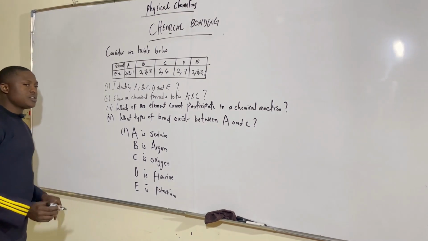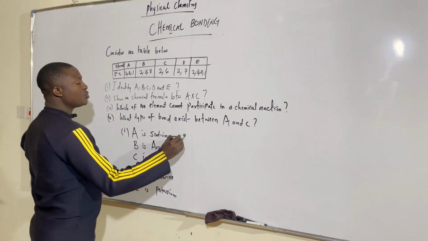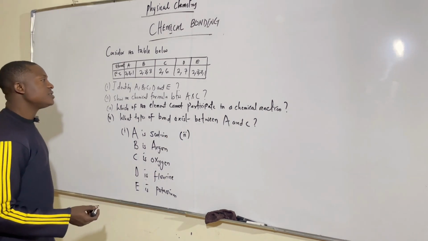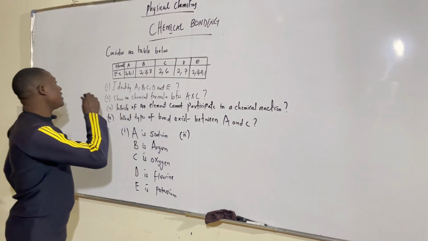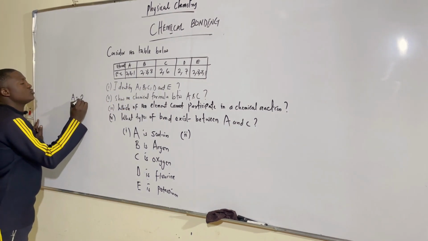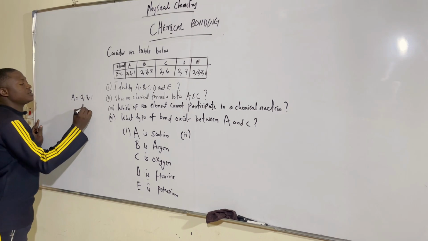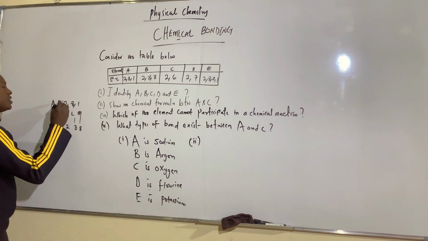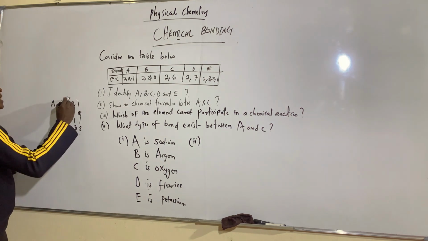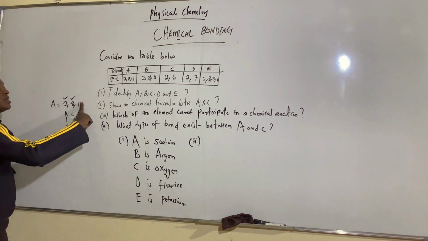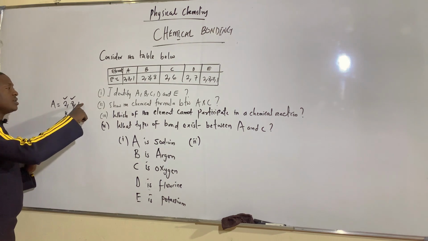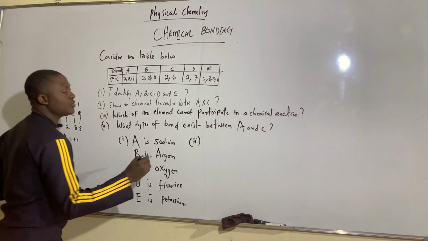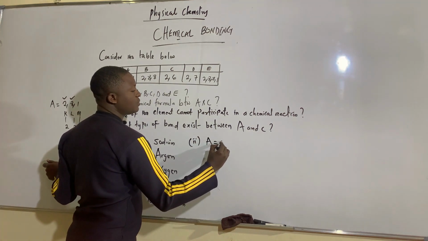Now, the second question says we should show the chemical formula between A and C. Look at A, which is 281. This is the K shell, L shell, M shell. The K shell has 2, the L shell has 8, but the third one is not balanced. It cannot gain 7 electrons, but it can give out the one it has. So if it gives out the one it has, A is going to be plus 1.